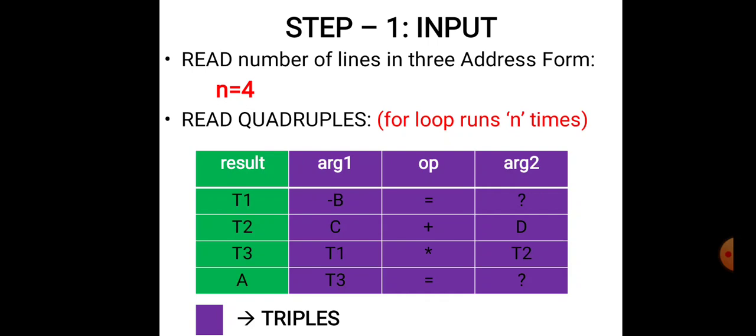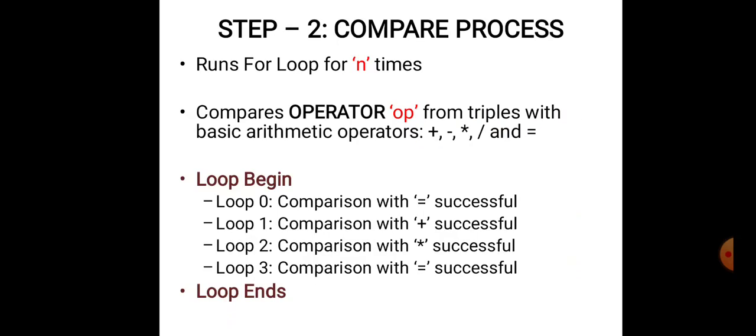Okay, so the input part of program 5 will ask you for the number of lines, and it will also ask you to enter quadruples. So once you enter all the quadruples extracted from the lines you have entered, step 2, that is the comparison process, will start. So here we have a second for loop. The program has a second for loop. Even this second for loop will run for n times.